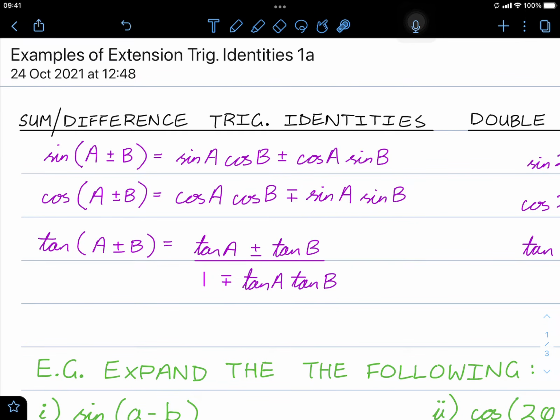Likewise, for cosine, if we had cos A plus B, it becomes cos A cos B minus sine A sine B. Notice how they are both on top. If we had cos of A minus B, it becomes cos A cos B plus sine A sine B. I think you get the idea. It's the same for tan. If we're looking at the plus, the denominator has a minus. If we had a minus, so tan of A minus B, the denominator becomes a plus.